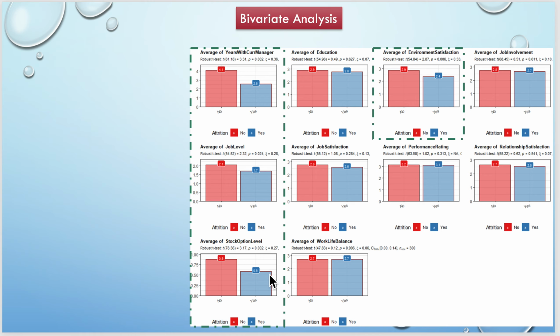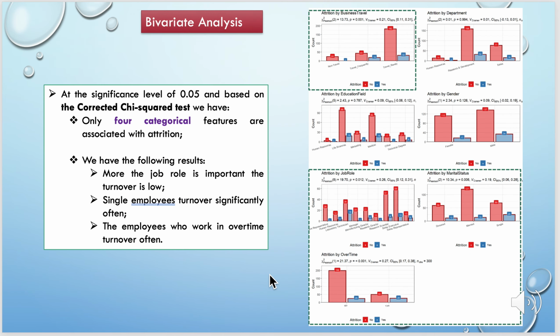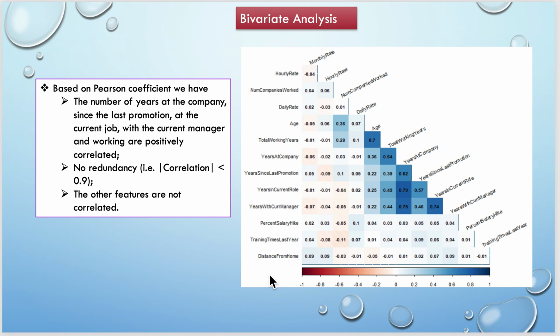As you can see here, with attrition of no in orange-pinkish and yes in bluish, the average years with current manager, job level, and stock option level, combined with the average environment satisfaction, became very important variables. And the 4 categorical features that were associated with attrition were: the more important the job role is, the lower the turnover; single employees turn over significantly more often; and employees who work overtime turn over often as well.